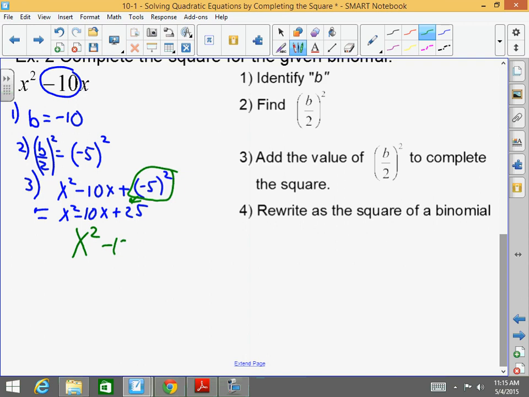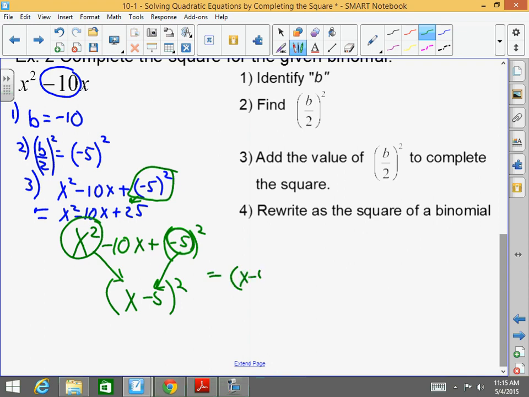When you have x squared minus bx plus your b over 2 squared, take the square root of the first term, which is x, and then take the inside, just the b over 2 part, and put it here, and you've got your answer. So in this case, this would be x minus 5 squared. Trust me, that's going to come in handy when you get to nasty fractions.